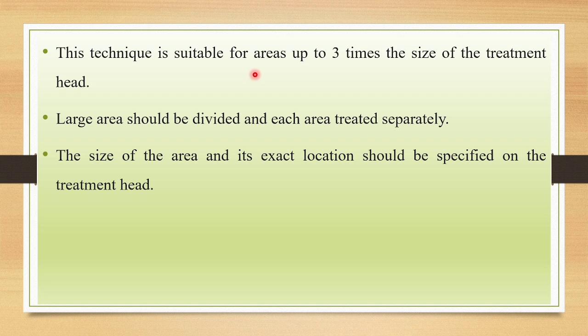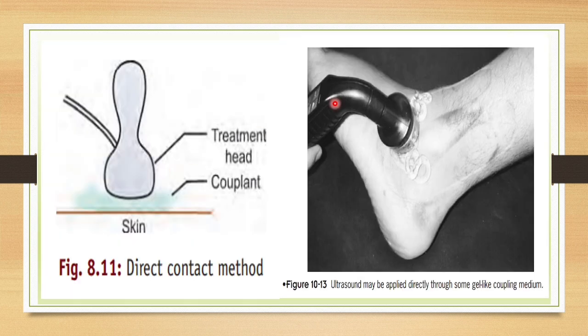This technique is suitable for areas up to 3 times the size of the treatment head. A large area should be divided and each area treated separately. The size of the area and its exact location should be specified on the treatment head. So this is the direct contact method. This is the skin tissue interface, and between your skin and the ultrasonic head you need to use a couplant. Mainly we use aquasonic gel, which has a higher transmission effect.